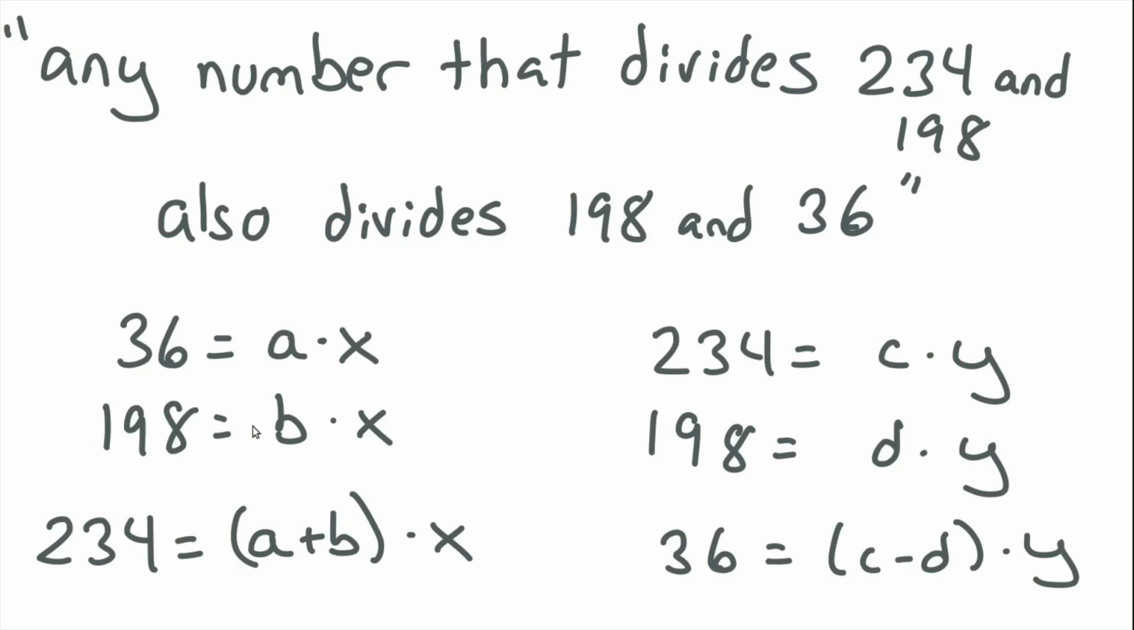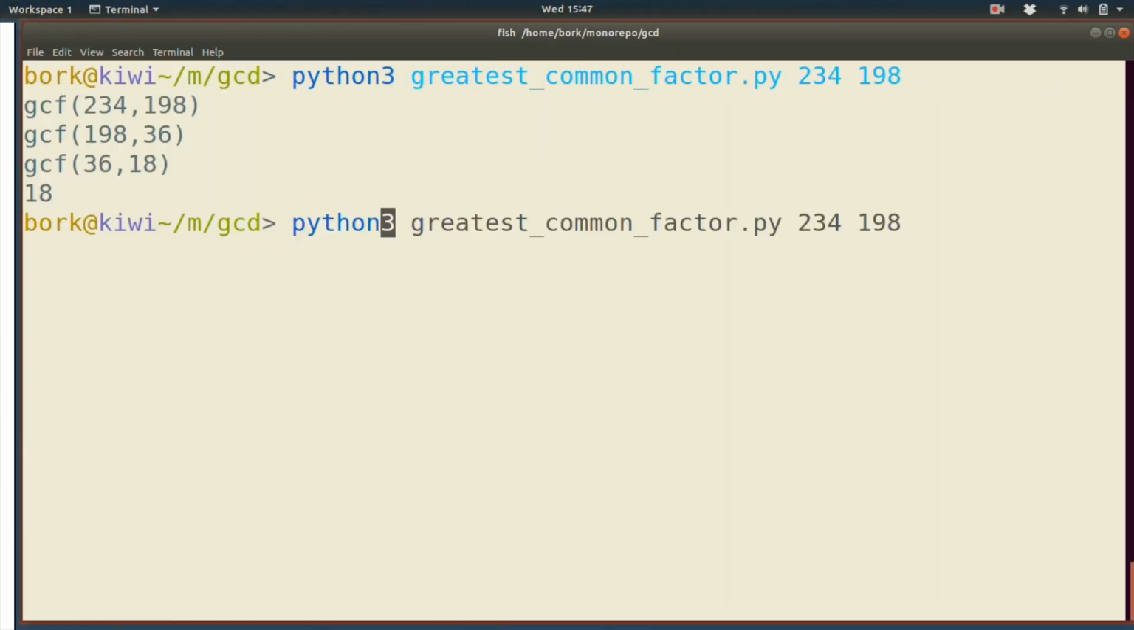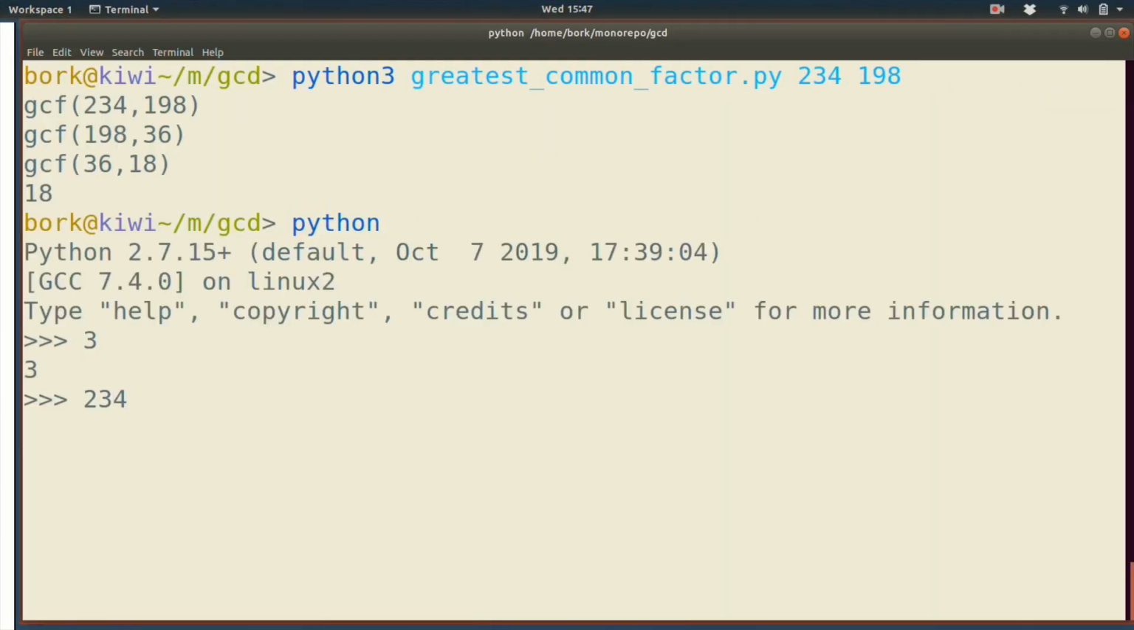And 198 is, like, 11 times x. And the number 234 is 36 plus 198, right? It's just the sum of these two numbers. And what that means is that 234 is a plus b times x, right? So in the example where x equals 18, 36 is 2 times 18, 198 is 11 times 18, and 234 is 13 times 18. We can double check that that's true. 234 equals 18 times 13. Yeah, that's true.